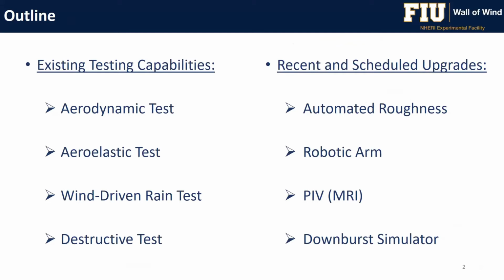That includes pressure tap models. We do our aeroelastic test, wind-driven rain test, and then obviously one of the unique aspects of the Wall of Wind is that we can increase the wind speed up to 157 miles per hour and do destructive tests. Some recent or scheduled upgrades include the automated roughness, the robotic arm, the PIV system that is acquired through an MRI program granted by NSF, and the downburst simulator.